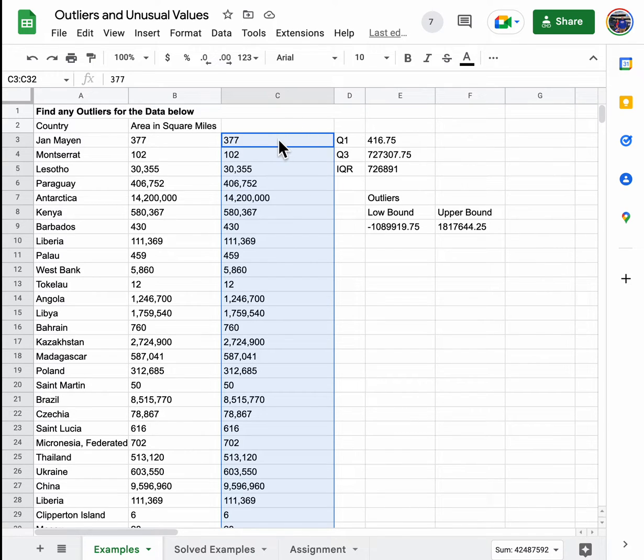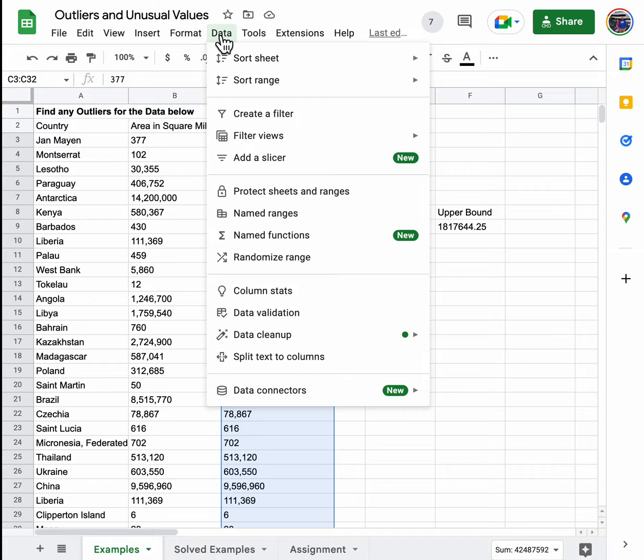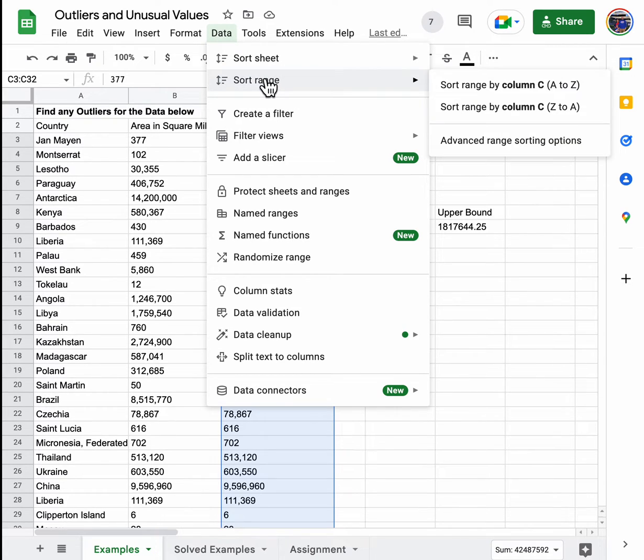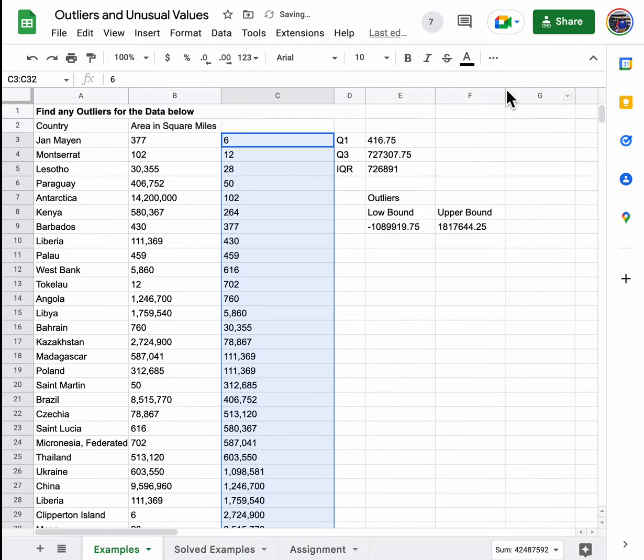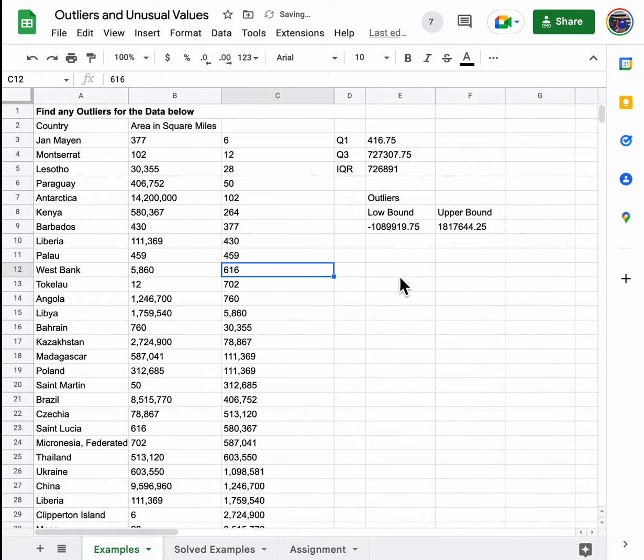So once you copy and paste it into a new list, go to data, you'll see sort range as an option. So data, sort range. Highlight the information, data, followed by sort range. And you'll see A to Z or Z to A. So that's lowest to highest, highest to lowest. Now I have my data in order.